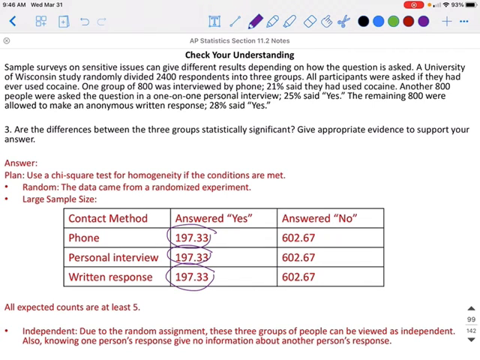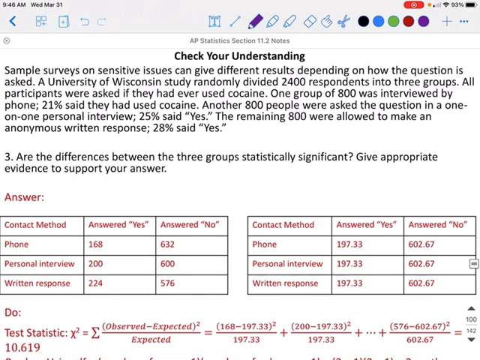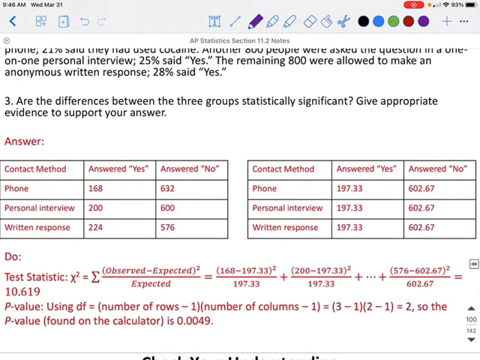The last thing we need to check is the independence. So due to the random assignment, these three groups of people can be viewed as independent. Also, knowing one person's response gives us no information about another person's response. Again, for the do step, you can do this by hand or you can do this on the calculator. If you're going to do this by hand, you're going to do the observed minus the expected squared all over the expected. Plus, you go to the next one, observed minus expected squared over the expected. You would do this for all 6 values, and you would get a test statistic of 10.619.